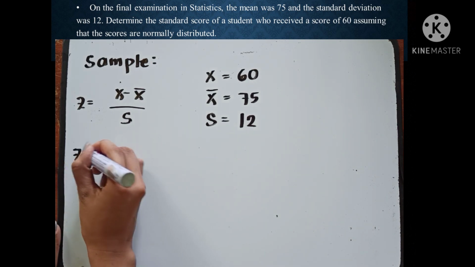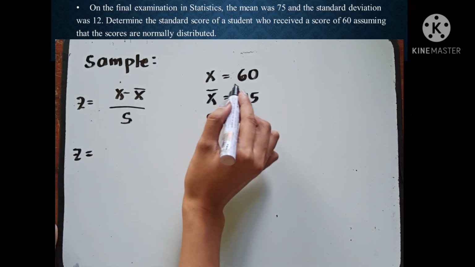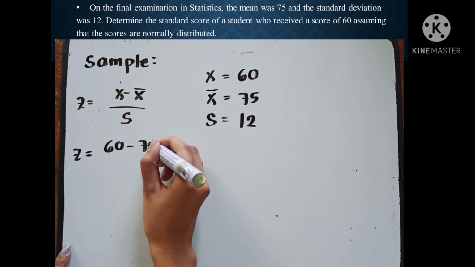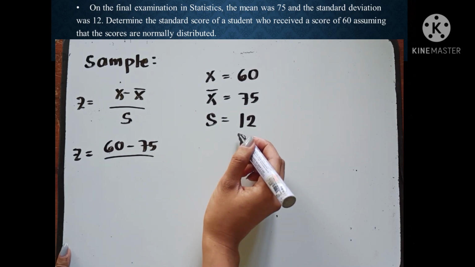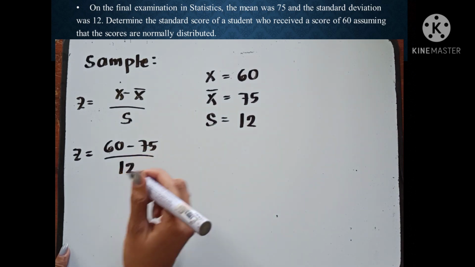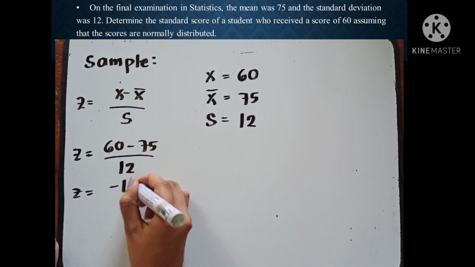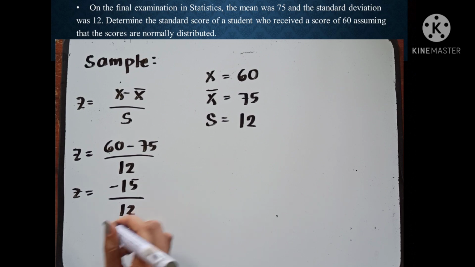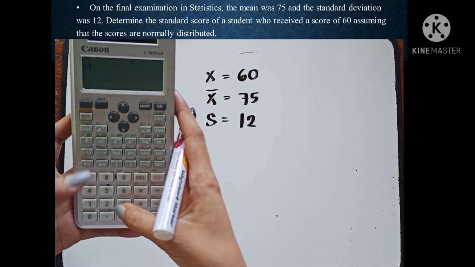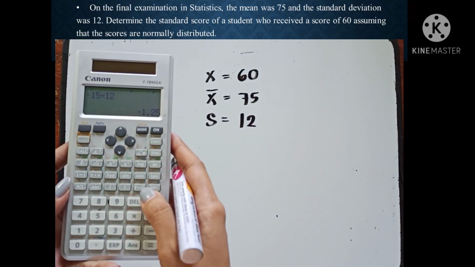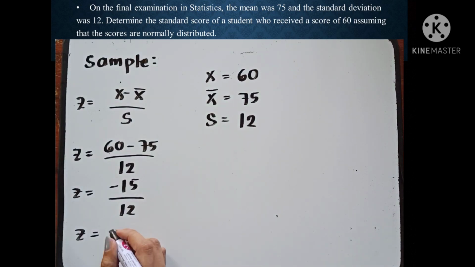Ngayon, just substitute lang sa ating formula. Ang x natin is 60, ang sample mean natin ay 75, over ang s natin, which is 12. So z is equal to 60 minus 75, that is negative 15 over 12. Negative 15 divided by 12, so the answer is negative 1.25. So, z is equal to negative 1.25.